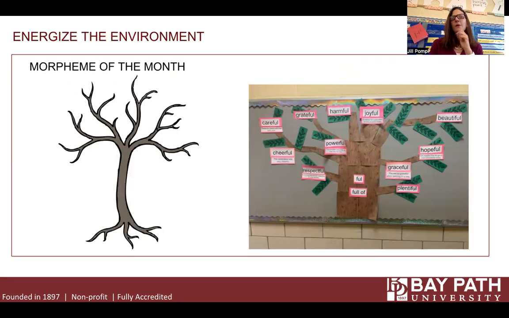Really fun to focus on what's called the morpheme of the month. So here you can see a bulletin board that was created in my school at the first grade hallway. So in the first grade, our teachers focused on the suffix FUL, meaning full of. And they gave students a few examples of words that had that suffix, and they asked students to then brainstorm additional words with that suffix and to then work together with a partner to construct sentences using that word to share its meaning.